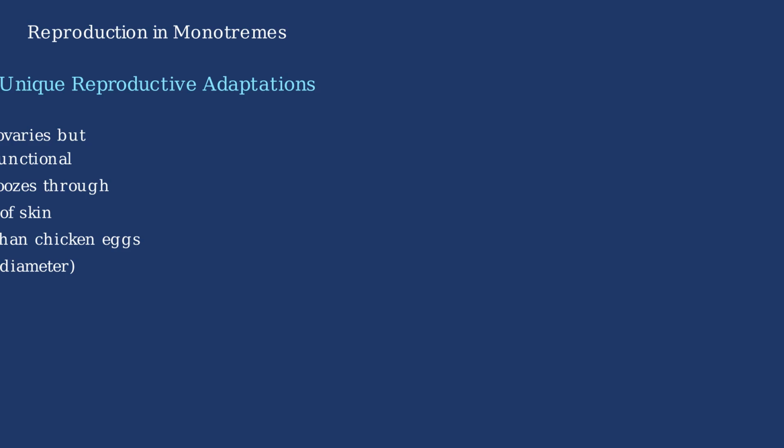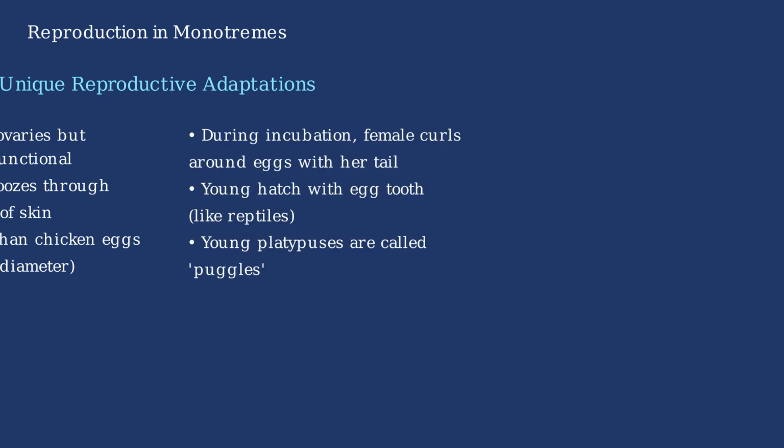Platypuses have evolved several unique reproductive adaptations. Female platypuses have 2 ovaries, but remarkably, only the left one is functional. They lack nipples, with milk instead oozing through specialized patches of skin. Platypus eggs are small, measuring just 15 to 18 millimeters in diameter, much smaller than chicken eggs. During incubation, the female curls around her eggs with her tail, maintaining optimal temperature. The hatchlings, called puggles, use an egg tooth to break out of their shells, similar to reptiles.